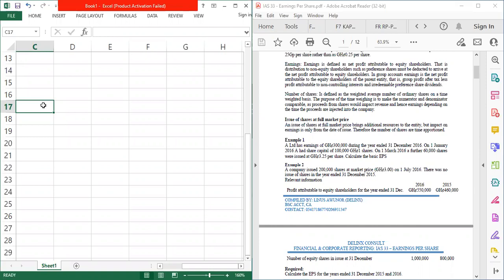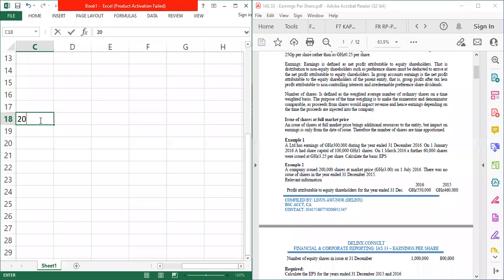And then 460,000 for 2015. Number of equity shares issued as at 31st December 2016 was 1 million and 2015 was 800,000. Calculate the earnings per share for the year ended 31st December 2015 and 2016. Okay, let's do 2015 first.